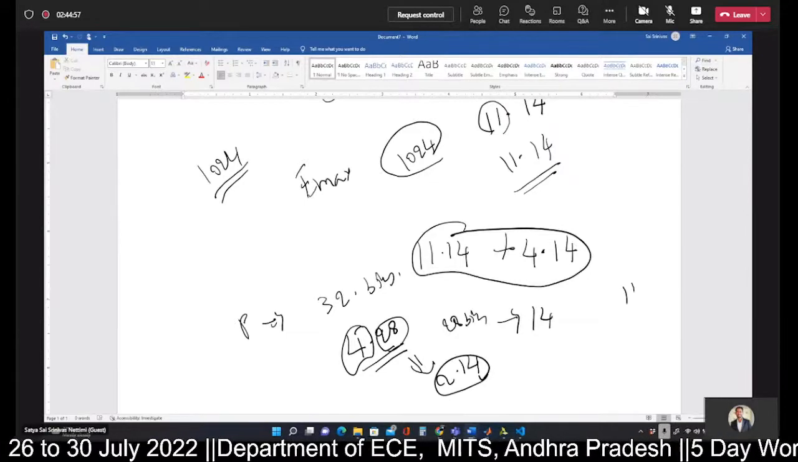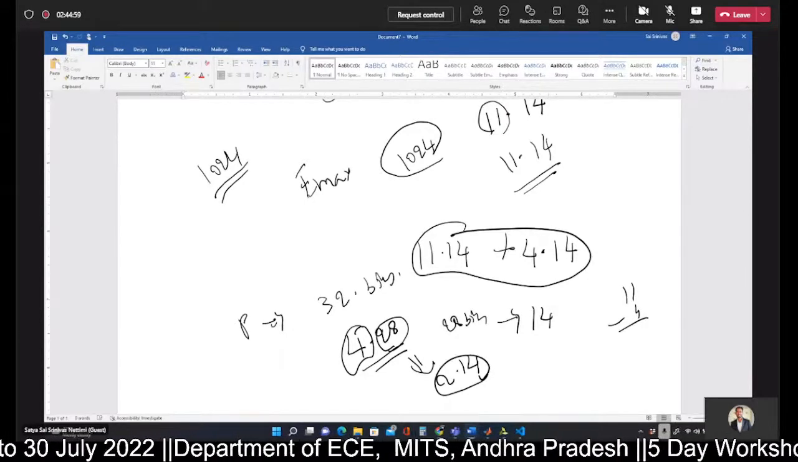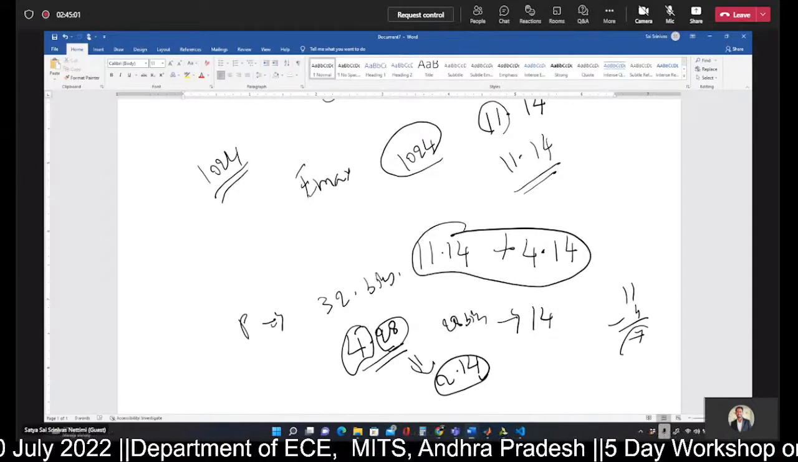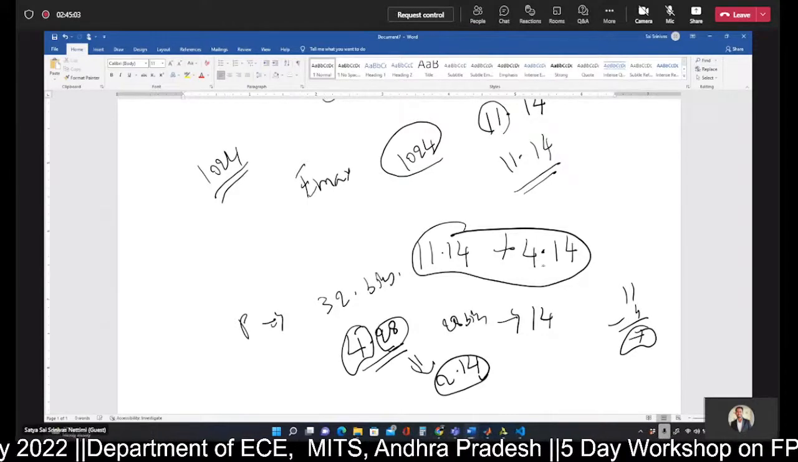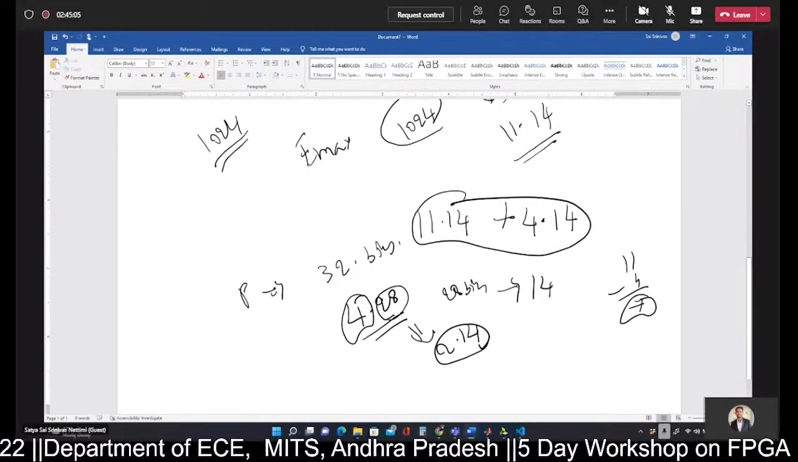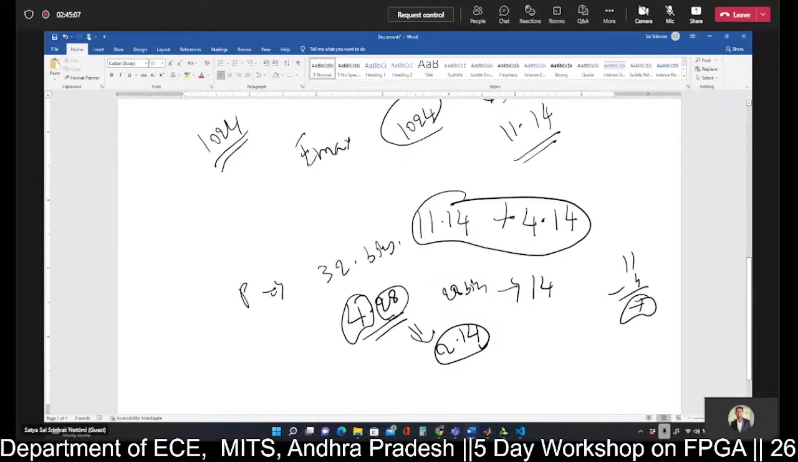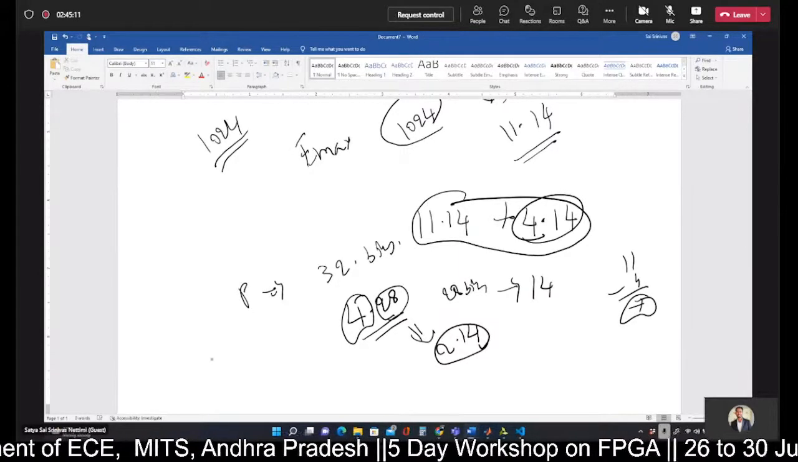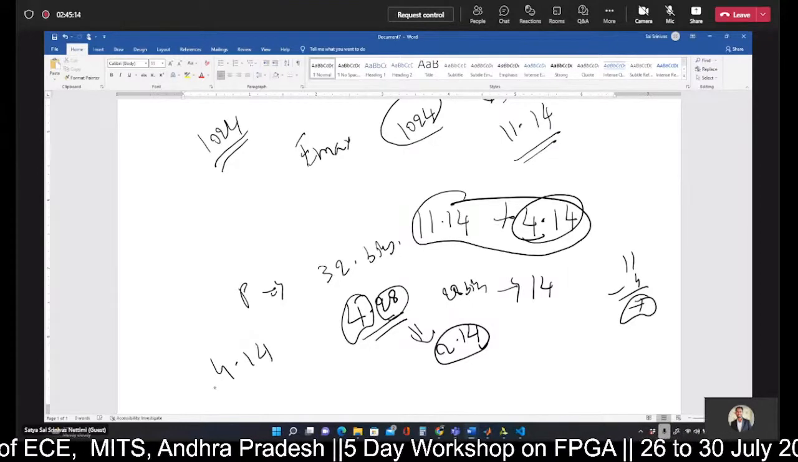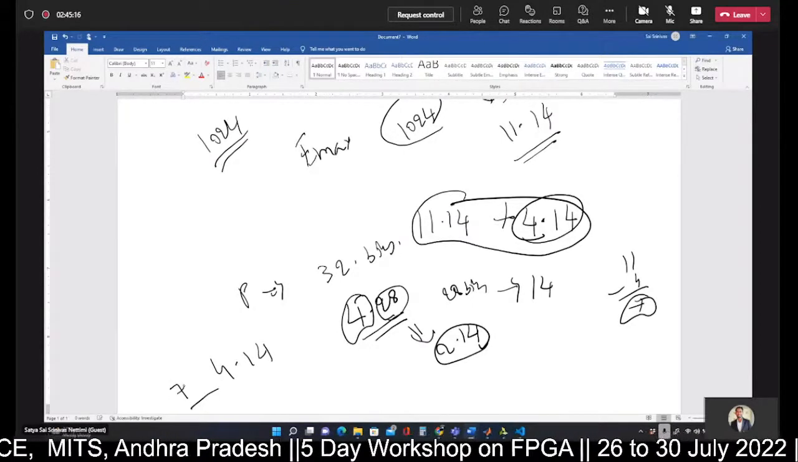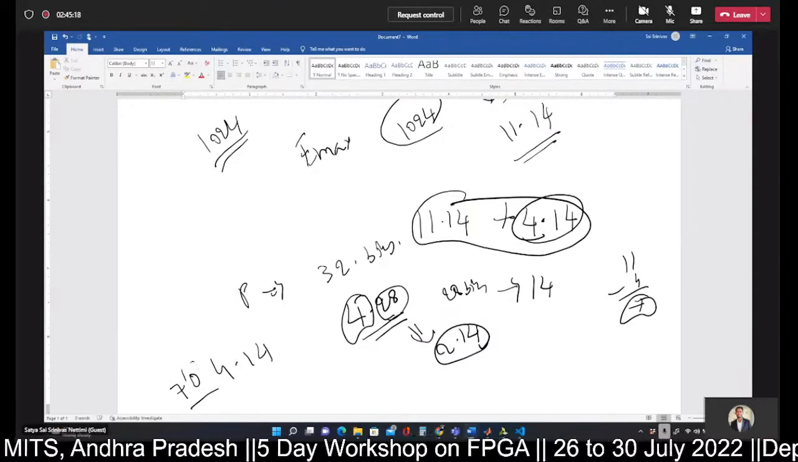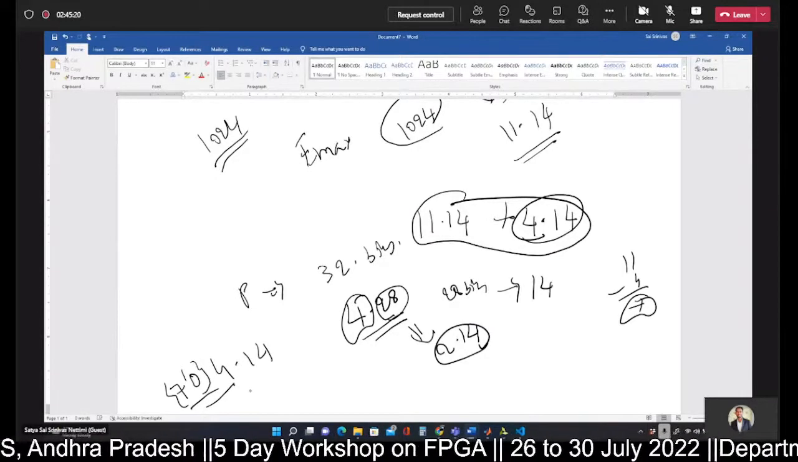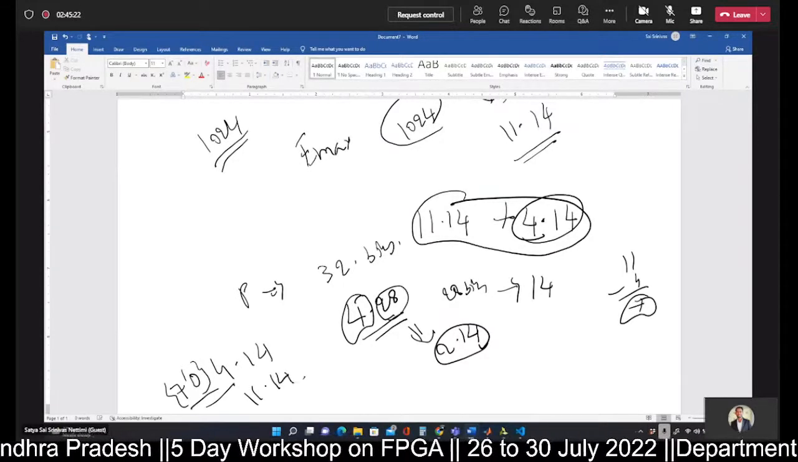So if you take 11 minus 4, that is a total of 7. A 7-bit shortage is there. So in order to add it perfectly, for the second part at 4.14, here additionally we have to append 7 bits of 0. Then this also becomes 11.14 format.